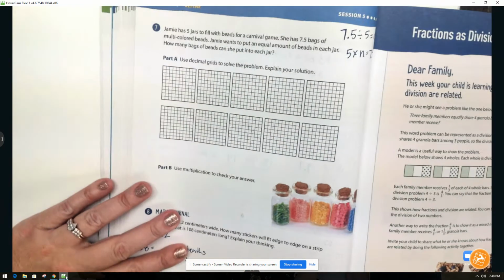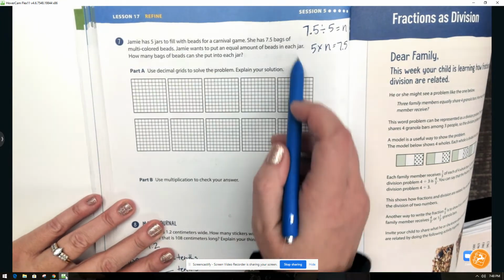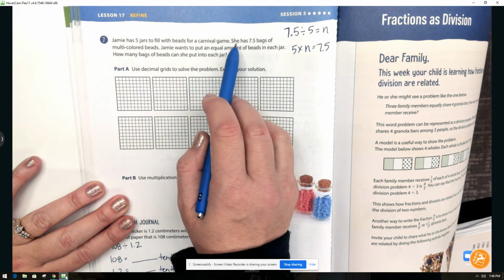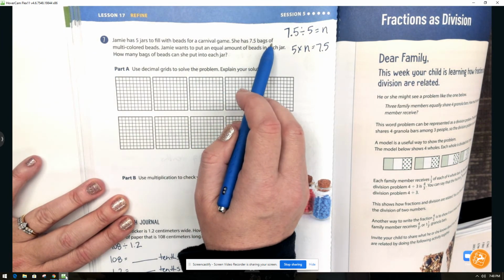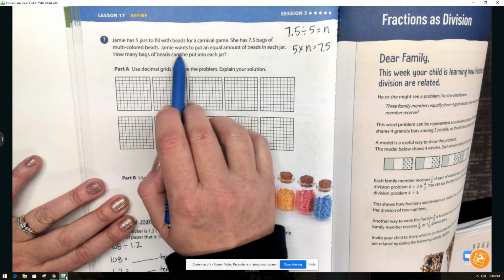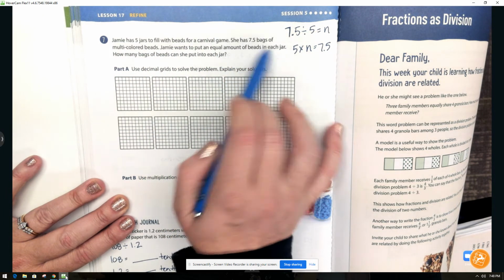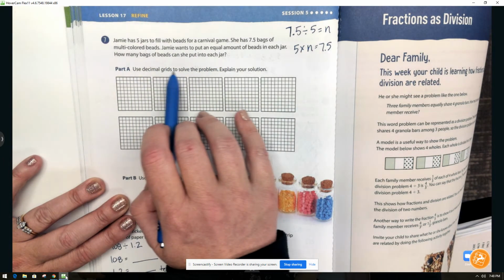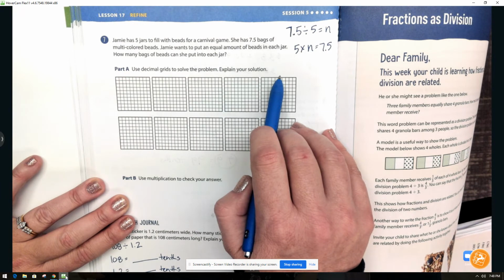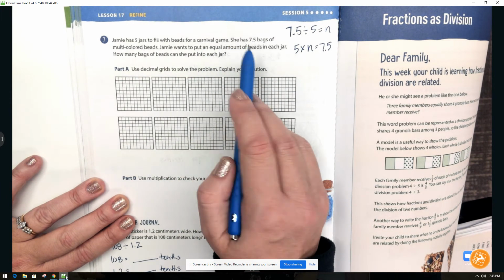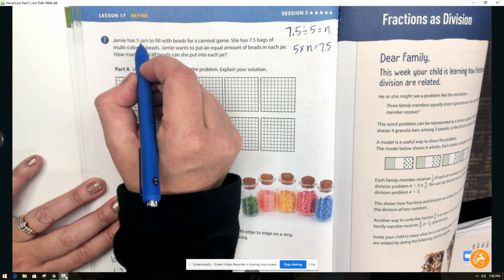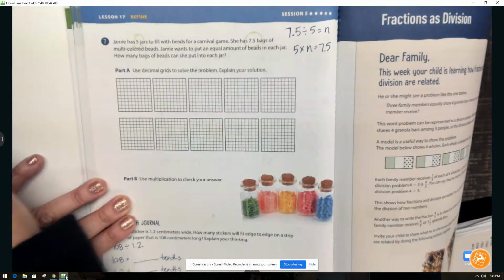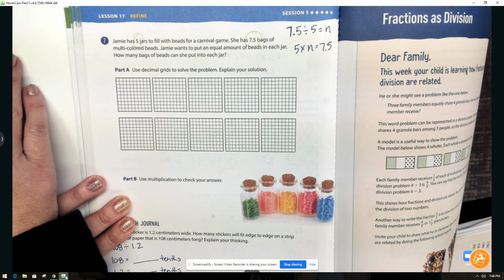For number 7, you've got a 100th grid here. It says Jamie has 5 jars to fill with beads for a carnival game. She has 7.5 bags of multicolored beads. Jamie wants to put an equal amount of beads in each jar. How many bags of beads can she put into each jar? Use the decimal grid to solve the problem. Explain your situation. So we know she has 5 jars to fill and she has 7.5 bags of multicolored beads.